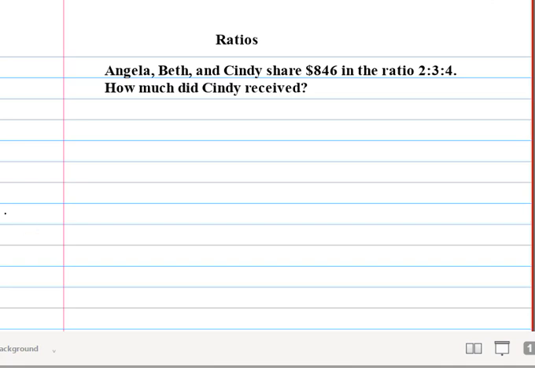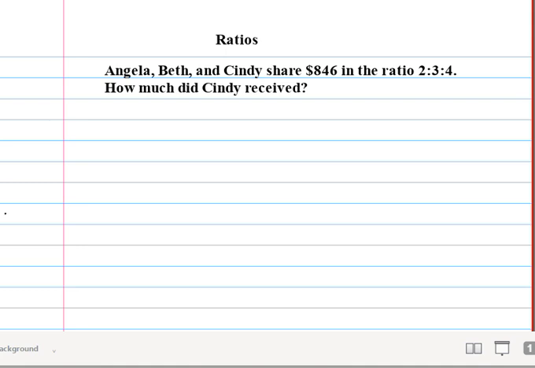All right, let's talk about ratios. In this question, we have Angela, Beth, and Cindy who share $846 in the ratio 2, 3, and 4. How much money did Cindy receive?